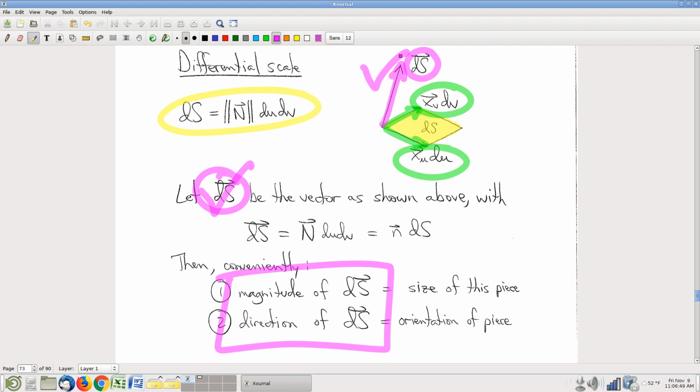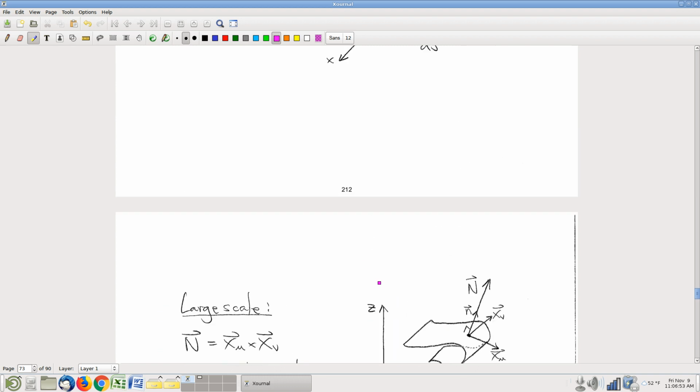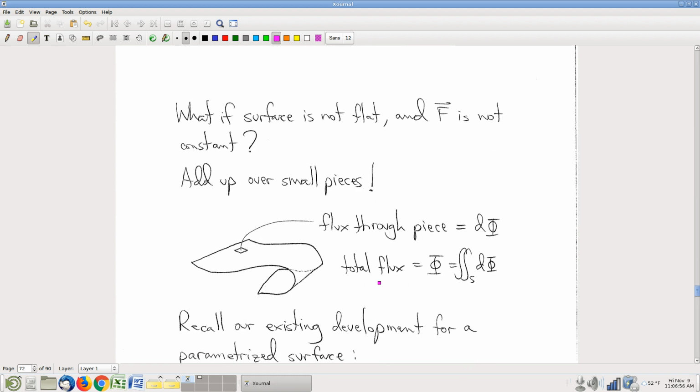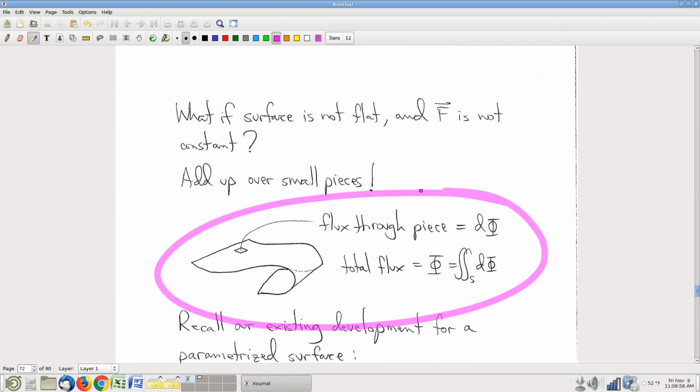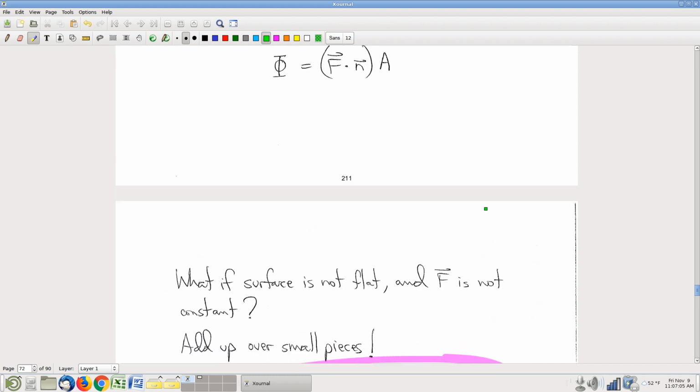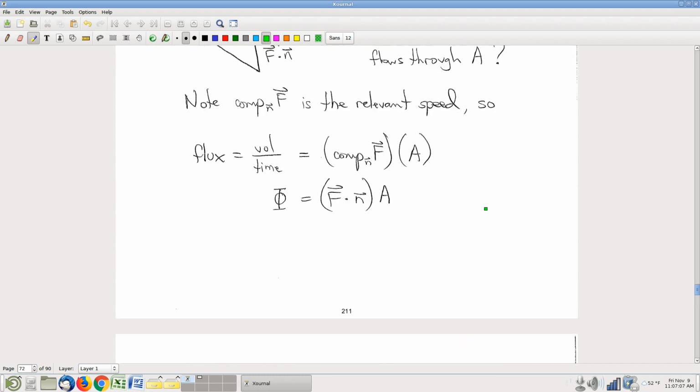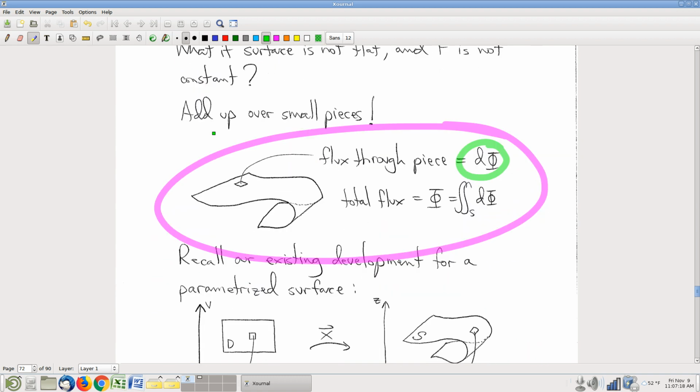All right, now let's put everything together then. Let's keep in mind what we're doing here. We're trying to chop it up, add it up on this surface, right? The idea is on any little piece of surface, I know what the flux is through that little piece of surface. F dot n times area. That's how you compute flux. F dot n times area. Okay, so on each little piece, we want to do F dot n times area.